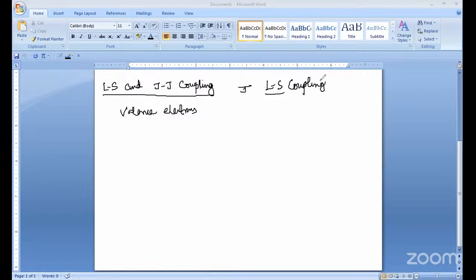So this LS coupling is also known as Russell-Sanders coupling. We will be calling it Russell-Sanders coupling.